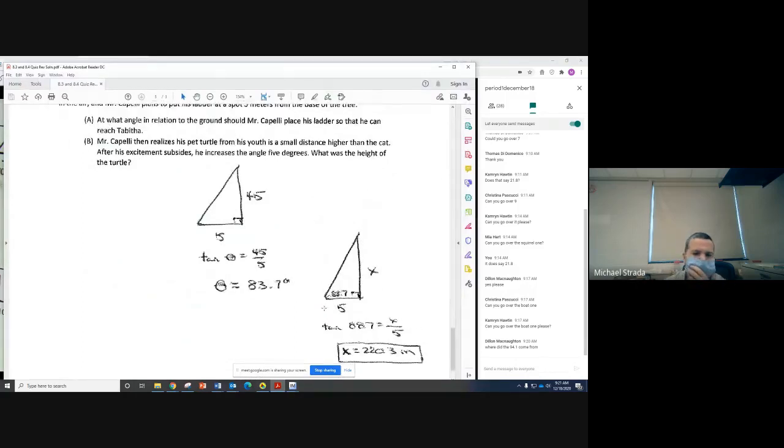So then there's Mr. Capelli's problem. The one to the left, this part over here is part A, this part over there is part B. Yep, okay, so part B.